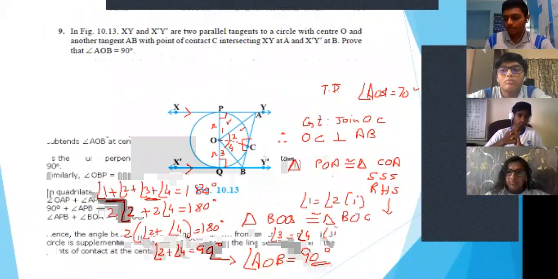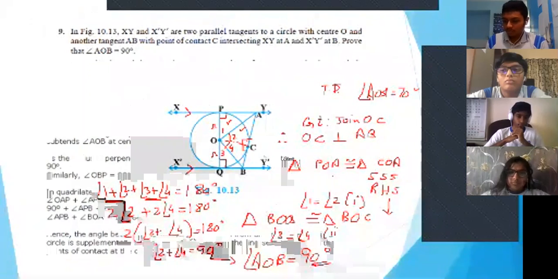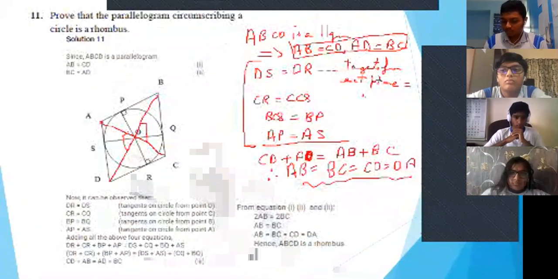Aniket, come back. So this also can be used. You can see that we have already proved in question number 9, 2 plus 4 is 90 degrees. The same thing can be done here also.